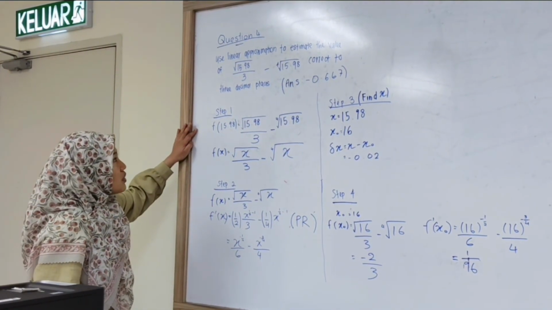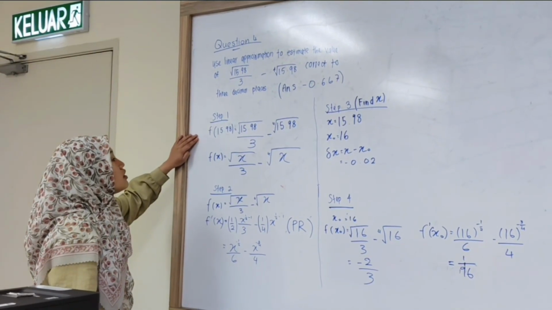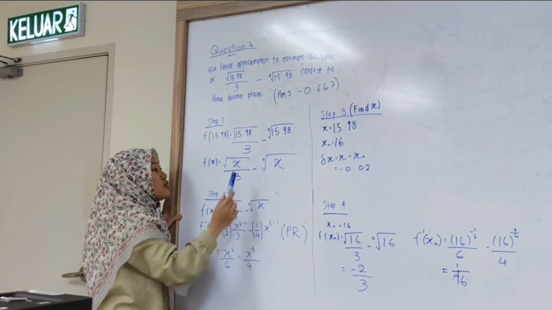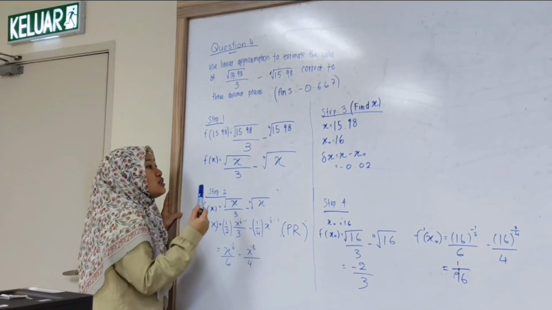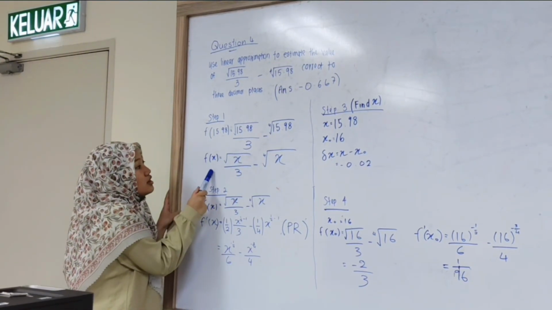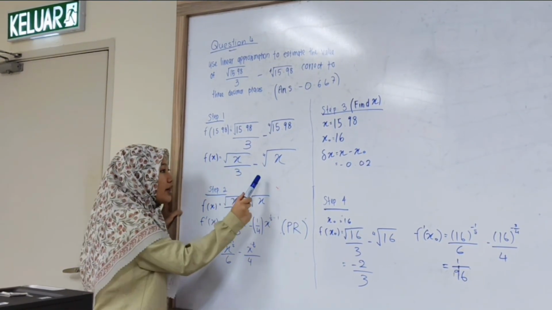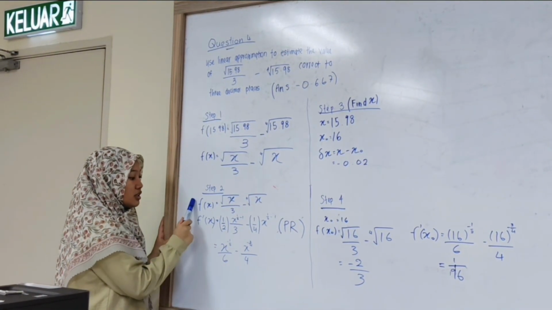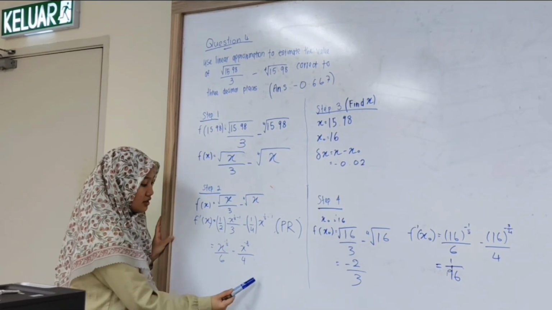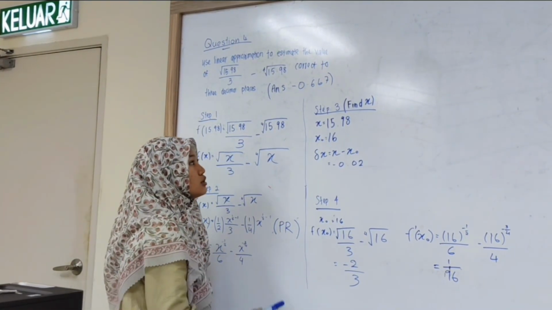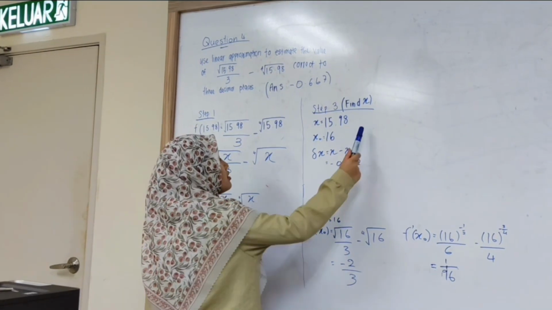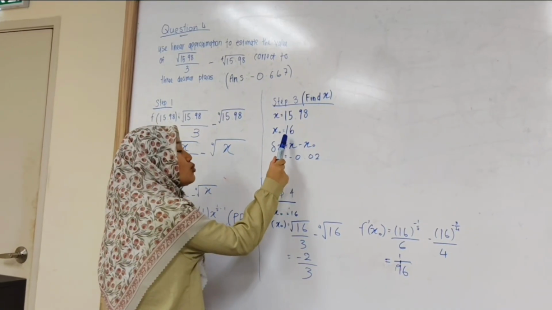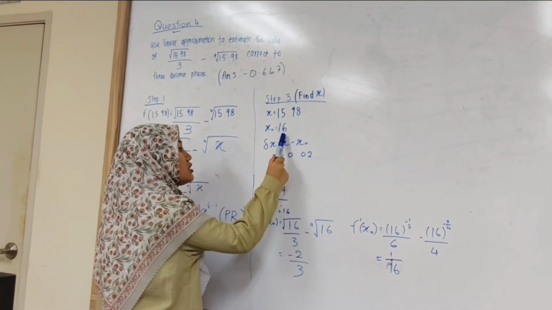First step, we're going to list out the function, and the single number inside the function, we're going to replace or name it with x. So our f(x) is equal to sec x over 3 minus sec 4x. Step 2 is to differentiate our function, and we will get this. For the third step, we need to find x. Given x is 15.98, and x naught, we're going to get it by rounding off to 16.